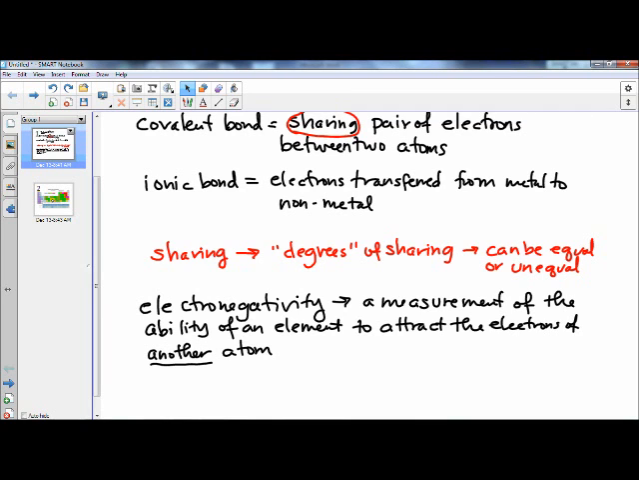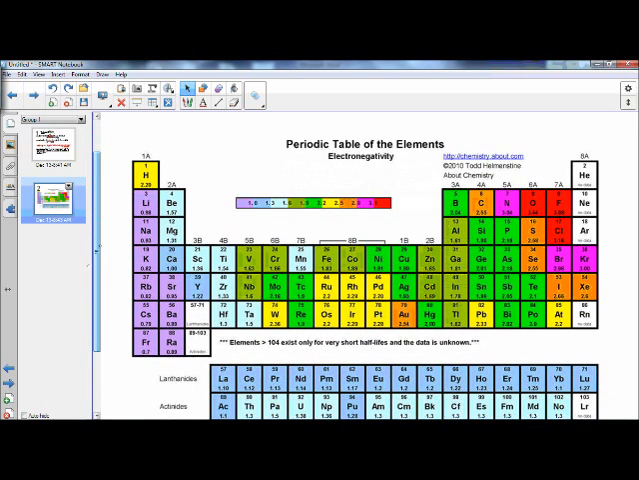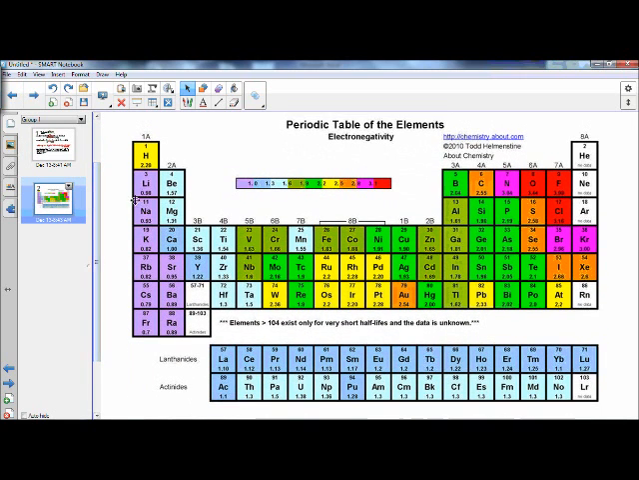Now, I have one to show you here. It may not be exactly identical to the one that I gave you to use as a handout, but it works. Okay, so if you look here, it looks like the periodic table, but the values that appear inside the boxes, those values are the electronegativity values. Now, you'll notice that there's kind of a trend or a pattern. This periodic table is full of trends or patterns.